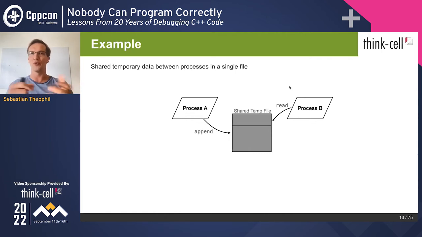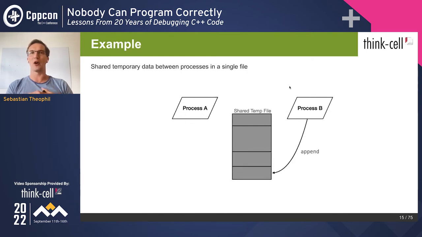A process can read one of those temporary segments, and it can append a new segment to the end of that file. Processes can also say that they don't need data anymore, then it's at first only marked as being deleted. And then later, when somebody comes along and wants to append new data to the end, we compact the entire temporary data structure.